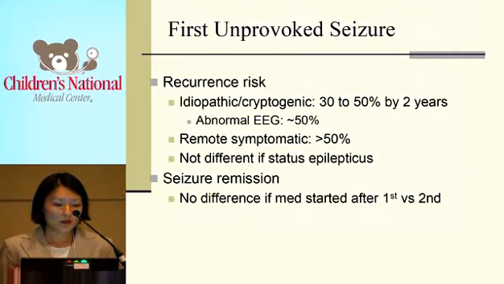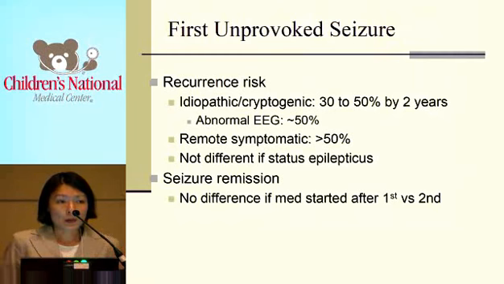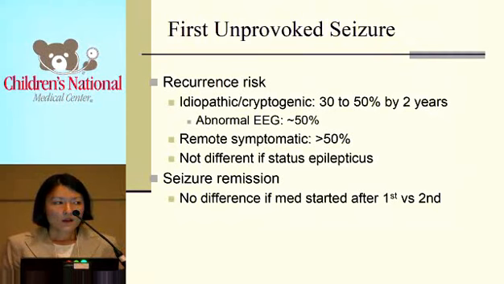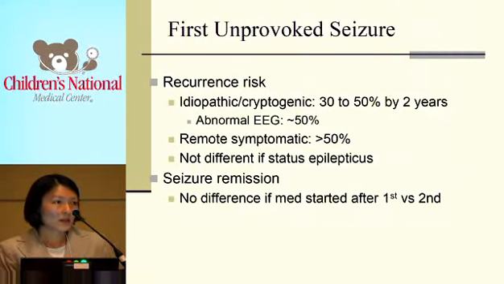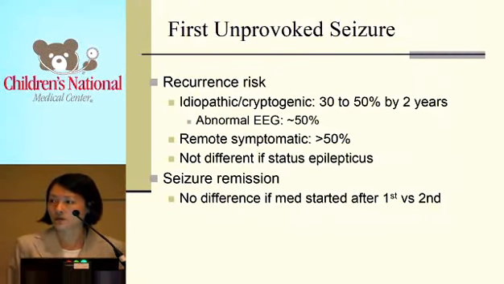It's a toss-up. Now, if the kid is otherwise not normal, there's something abnormal about their brain, then of course the risk goes above 50%. The important thing to realize based upon the data is that there's no difference in the chance of the seizures remitting if you wait to start a medication after the second seizure versus the first seizure.